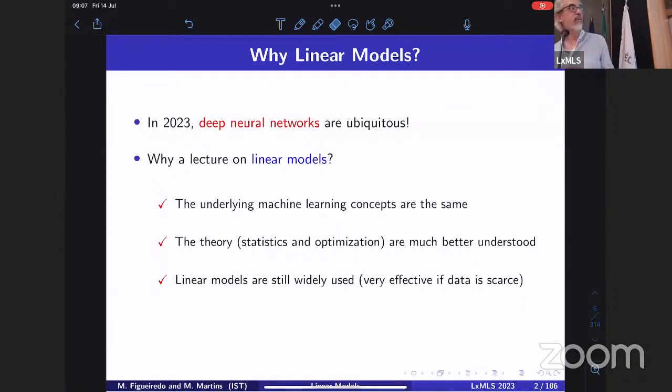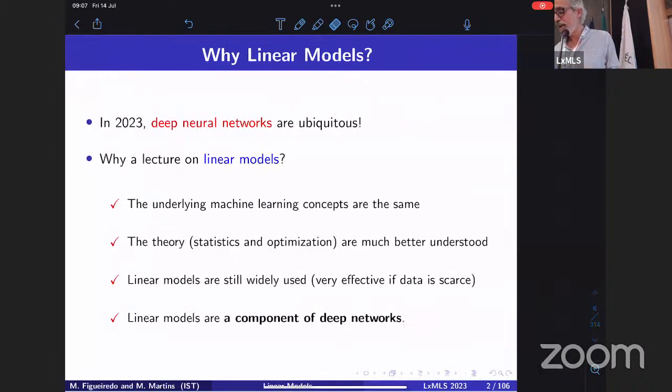They're still widely used, okay? You may think that it's all about just deep learning these days, but it's not. If you don't have enough data, at the end I'll show you something really surprising, very recent results. They're especially effective if you don't have a lot of data. Everybody knows, probably most of you, that deep learning typically requires a lot of data. And they are a component of deep networks. Deep networks are essentially a lot of linear models put together, right? The last layer is a linear model, every neuron is a linear model. So locally, everything is linear. Everything that's continuous in the world is locally linear. So linear is good, and it's good to analyze.